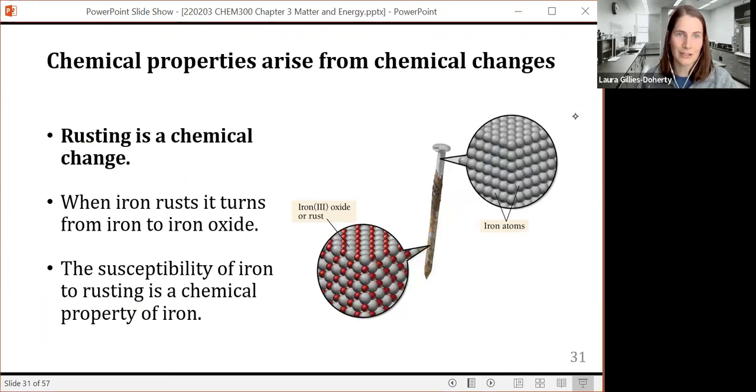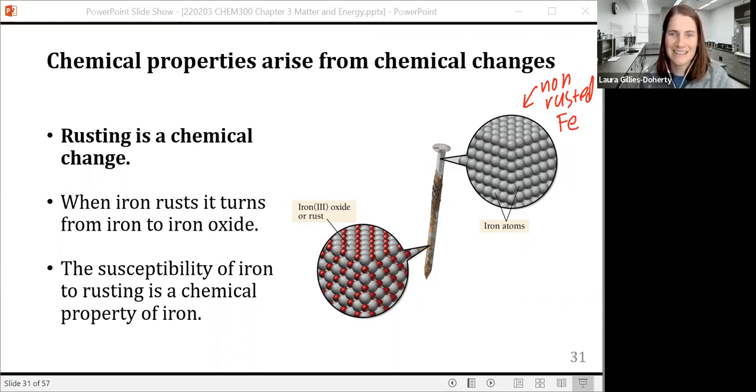So chemical properties, which we talked about in the previous lecture, those arise from chemical changes. Something has to undergo a chemical change to show us the chemical property. So rusting is a chemical change. When iron rusts, it turns from iron into iron oxide. So here we have some non-rusted iron, chemical symbol Fe, a nice clean nail.